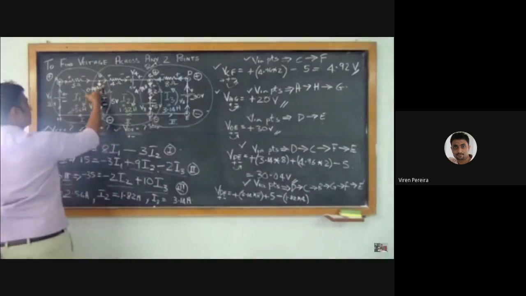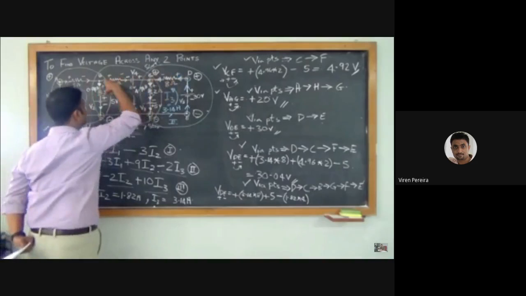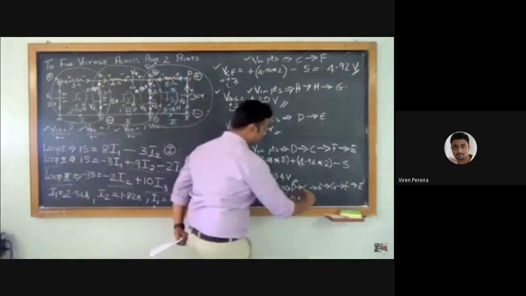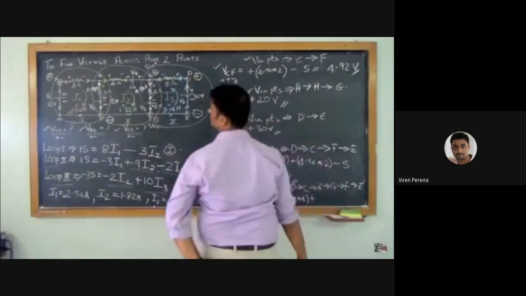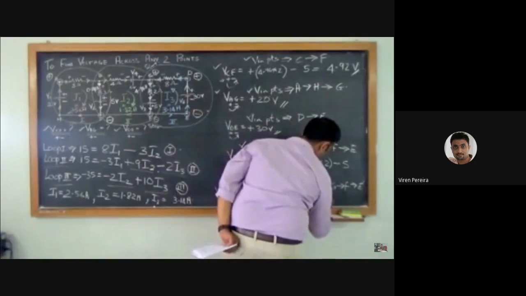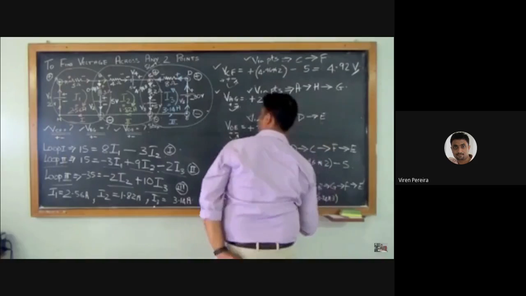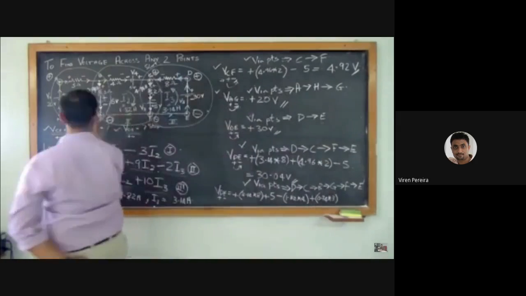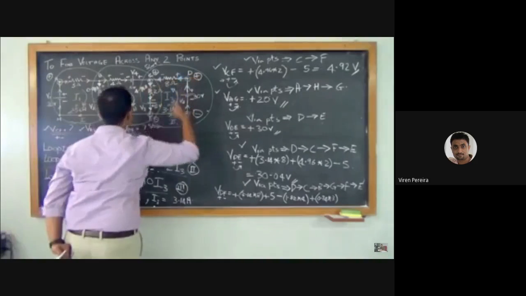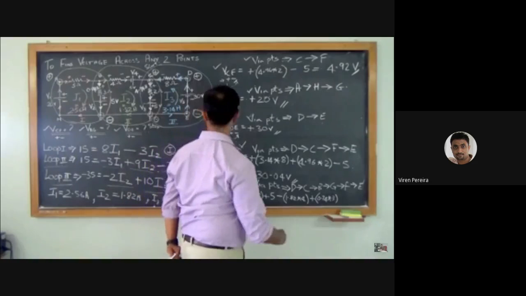Then, what is the first terminal of this 3 ohm resistor? Positive, since I'm coming from this side. Positive into positive, positive. So 0.74 into 3. Then again, the first terminal is what? Positive. Positive into positive, positive. So plus 5 volts.